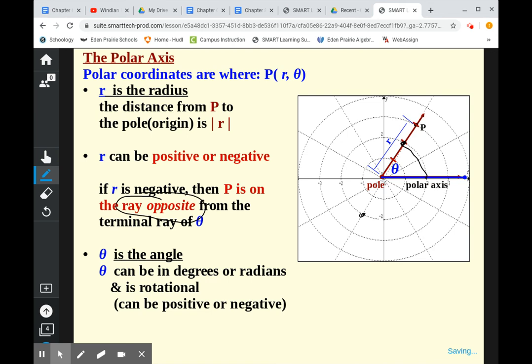And when r is positive, it's just normal. Theta is normal as well, as you learned in chapter 5 or chapter 6. Theta is the angle. Theta can be in degrees or in radians, and it's rotational. It can be positive or negative. So keep in mind it's rotational, and that's why this graph is called a polar graph. Polar axis is different than a rectangular axis, where you just have your x and y axis.